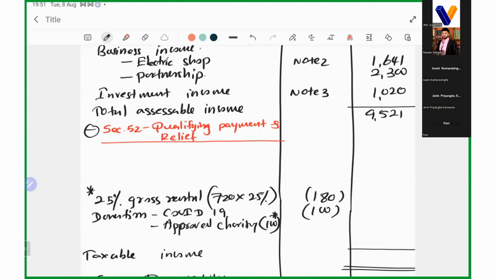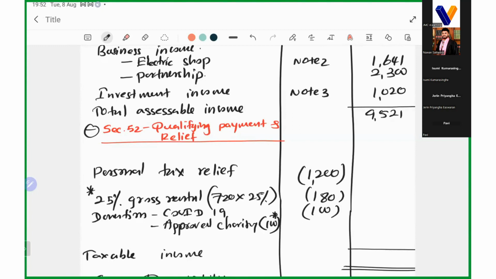So what are the available qualifying payment and relief? There is a personal tax relief. Yes, the personal tax relief. Students, please keep in mind, you need to apply the new personal tax relief after 1st January 2023. That's 1.2 million, not 3 million, right? So now you can calculate the taxable income, hypothetical taxable income here.